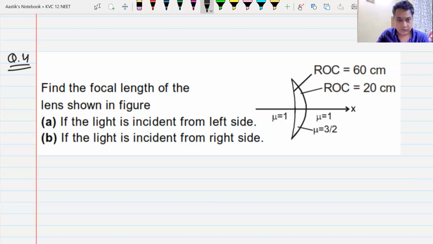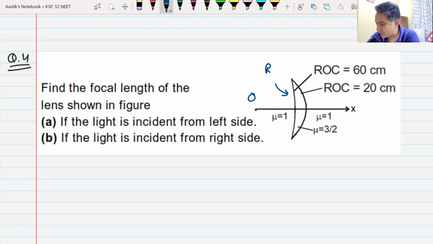F is equal to 60. You got the answer? Plus 60 or minus 60? Plus 60. Does it change if I go from here to there? It will not change. If I place the object here, my dear friends, this becomes my R1 and this becomes my R2. Yes or no?